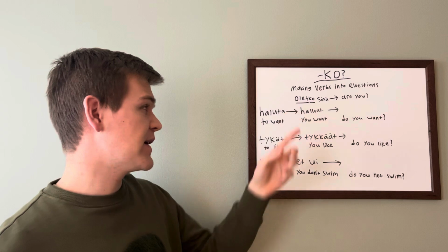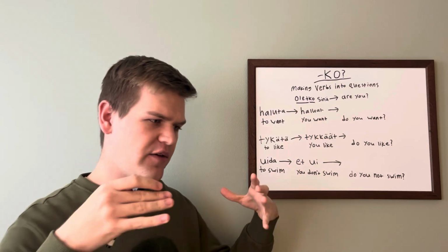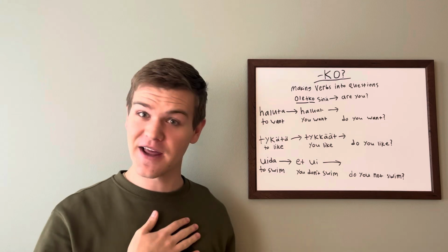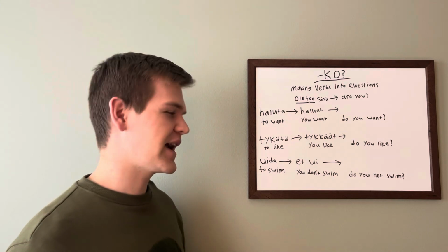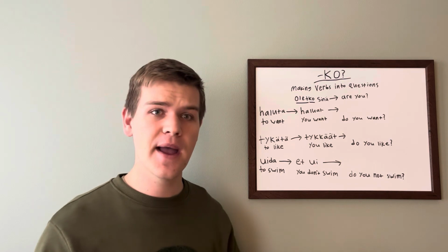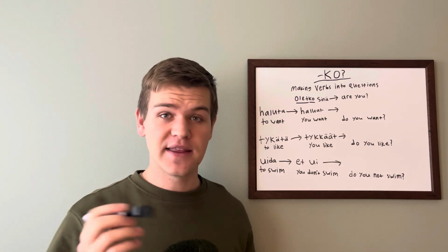So we form this by just conjugating fully whoever we want to be doing it. If I wanted to say "am I," I could say olenko with the N, but I can just conjugate it to whoever's doing it: olen, olet, olemme, and then I add the -ko.